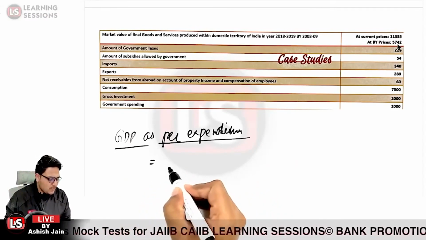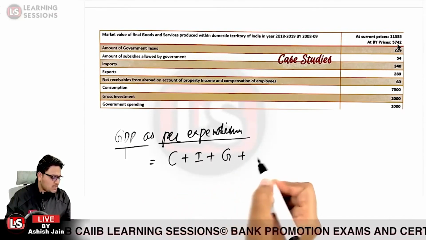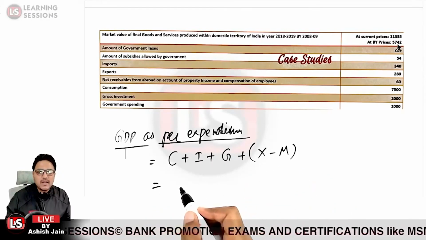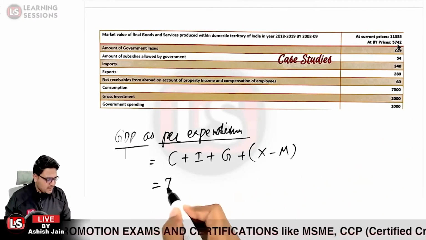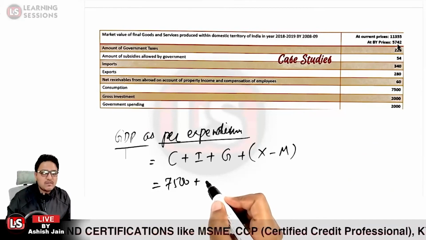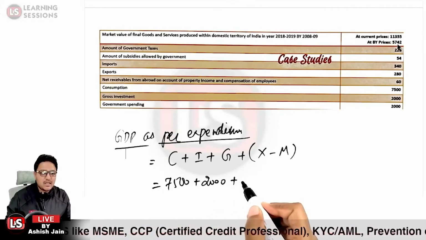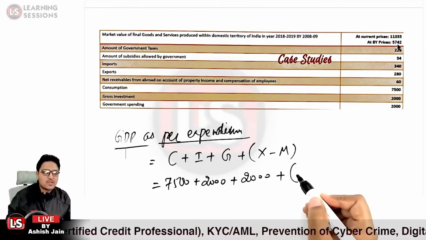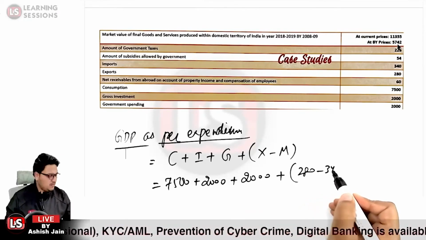So what is the formula related to it? It is C plus I plus G plus X minus M. So that is the formula related to it. C, that is related to consumption. Consumption over here is given to be 7,500. And the investment, that is gross investment, is given to be 2,000. And the government spending is also equal to 2,000. Plus exports minus imports. Exports are given to be 280 minus the 340.